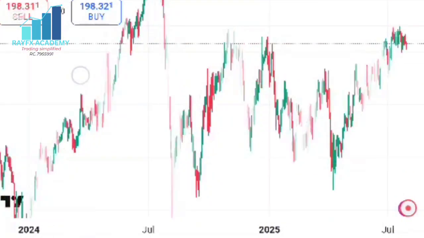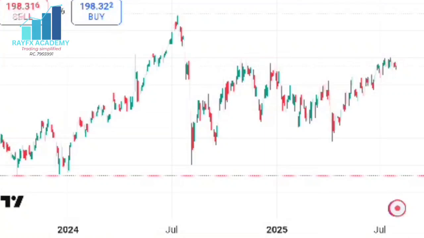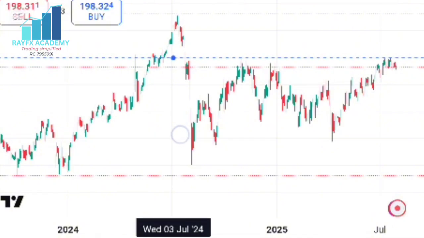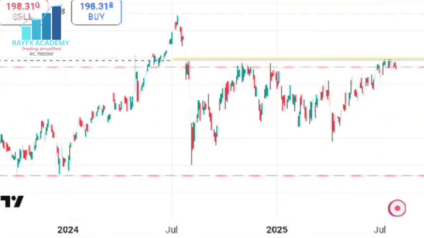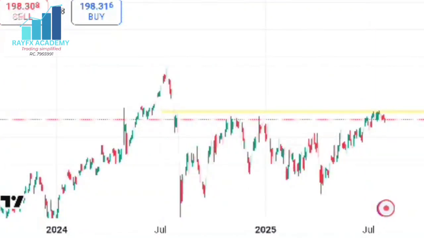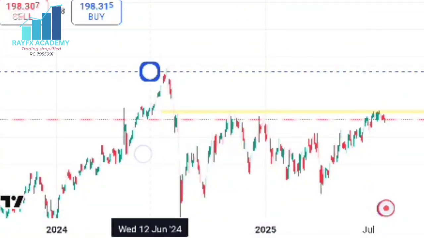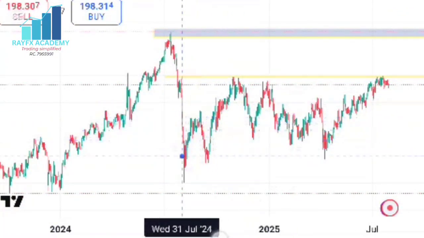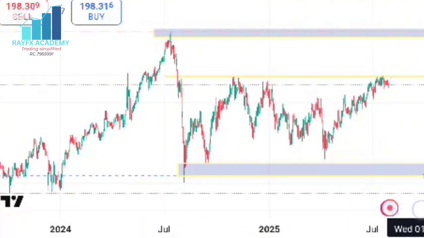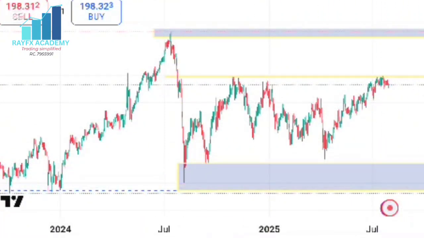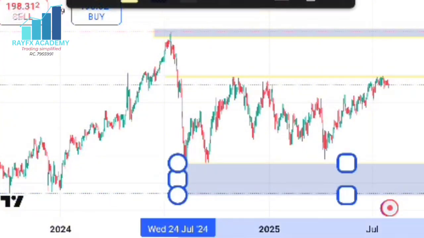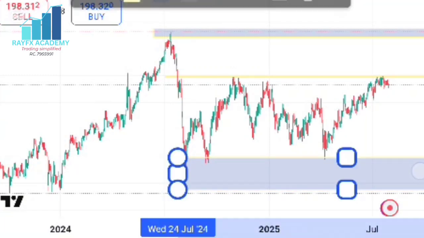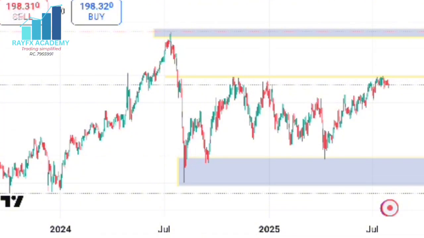So if we are to plot our levels now based on the daily here to this place, we have a level, and here we have a level, and here we have a level. So you can see this.